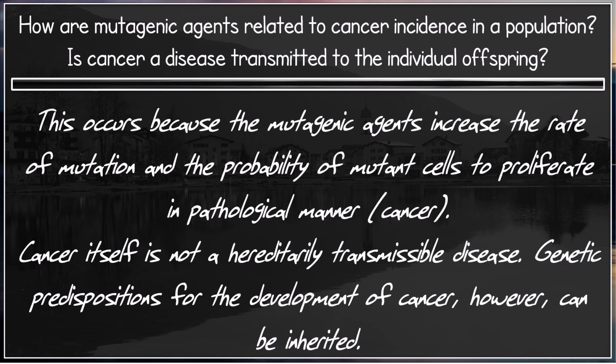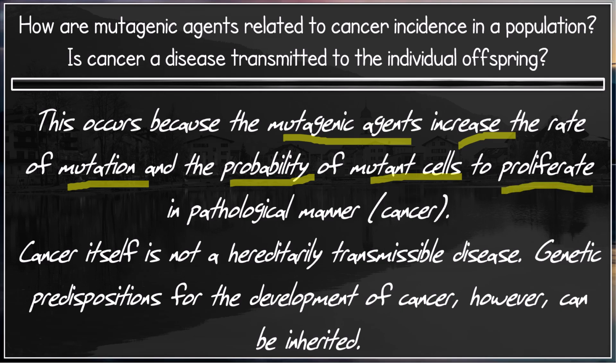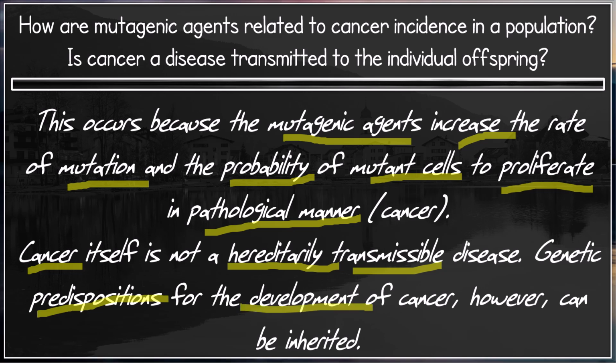This occurs because mutagenic agents increase the rate of mutation and the probability of a mutant cell to proliferate in a pathological manner. Cancer itself is not a hereditary, transmissible disease. Genetic predisposition for the development of cancer, however, can be inherited.